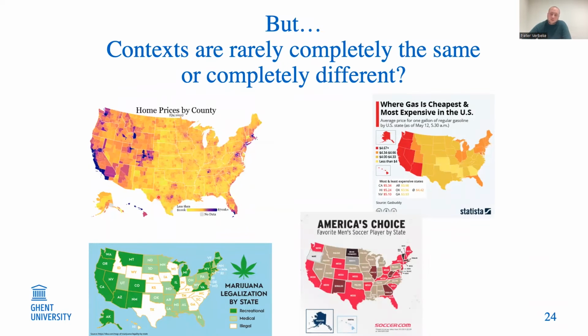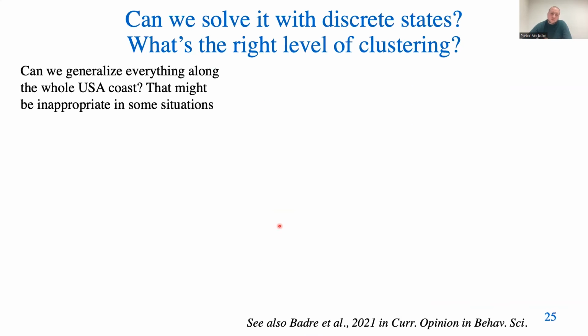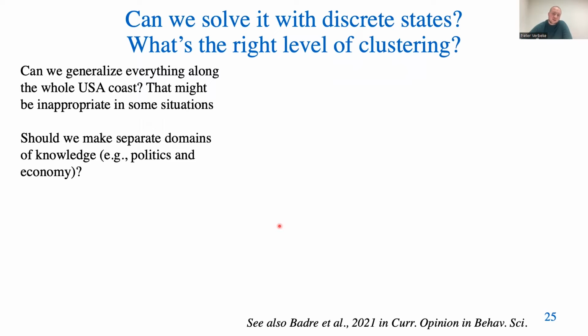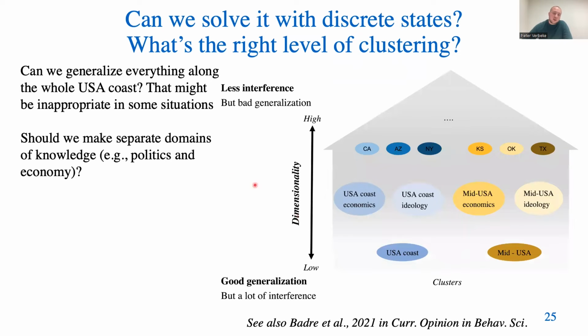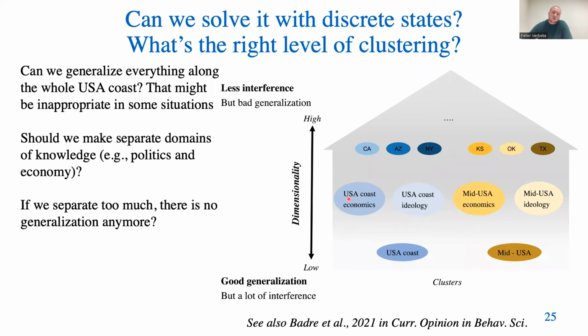But of course, when we look at these maps, we see that contexts are rarely completely the same or different across all domains. And this raises the question of what the appropriate level of clustering is. For example, it's clear that we cannot generalize everything along the whole USA coasts. That might be inappropriate in some situations. So maybe we should make separate domains of knowledge, for example, for ideology about marijuana legalization and economics of the costs of the house. But of course, if we separate too much, there is no generalization anymore.